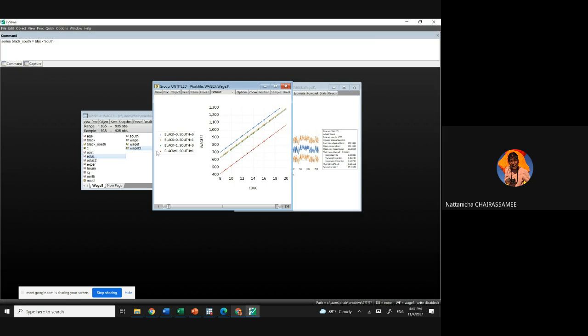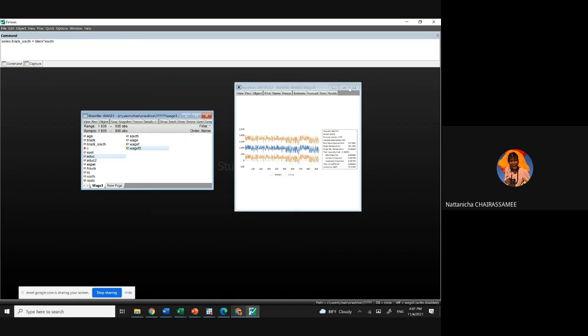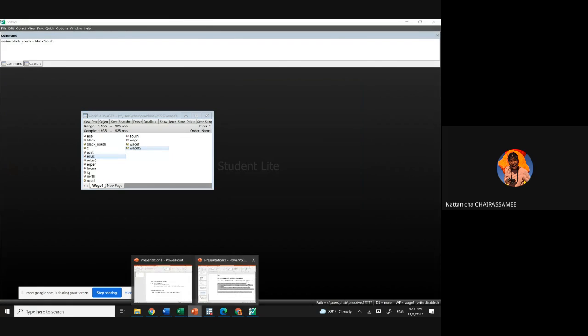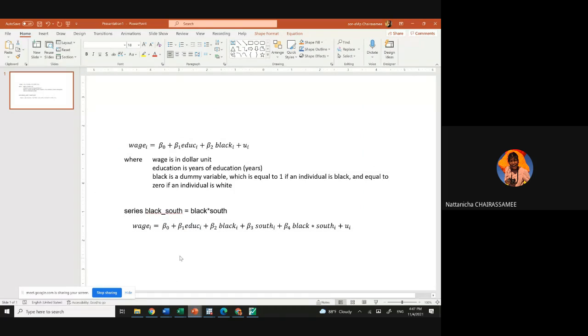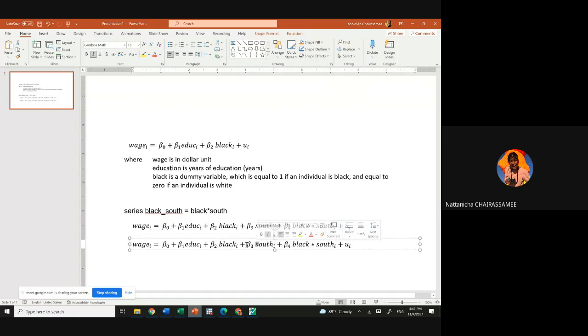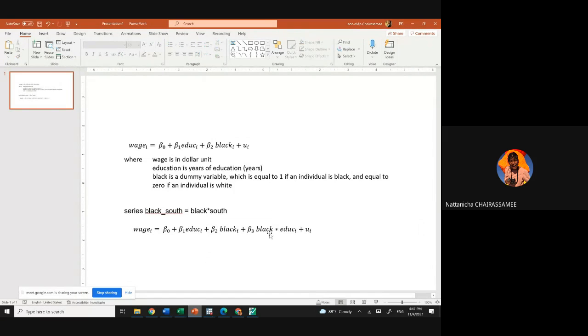So in this case, if you generate an interaction term between dummy variables, the slope of the graph will not change, right? So I would like you to run another regression. Now I would like to interact between non-white people and education. So you have to generate another interaction term between black and education. And please run this regression.